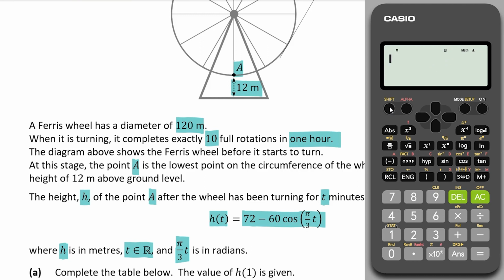You are going to press shift. You're going to press the button that says mode and setup in yellow. And then you can see here, number 3 is degrees and number 4 is radian mode. So press 4 for radian mode and your calculator is ready to go for the question.